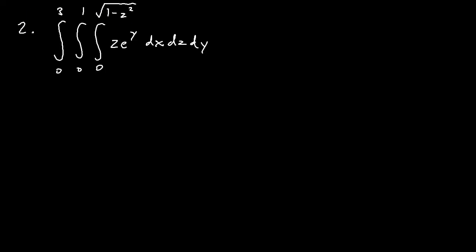So now for number 2, let's go ahead and evaluate the triple integral from 0 to 3, from 0 to 1, and from 0 to the square root of 1 minus z squared of z times e to the y times dx, dz, dy.